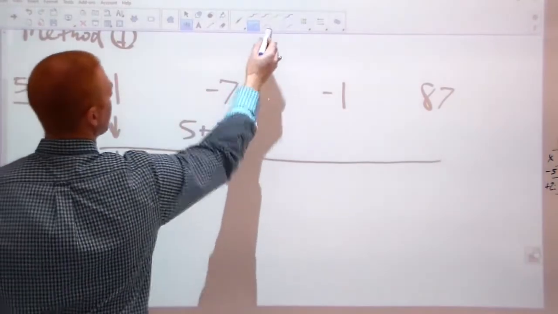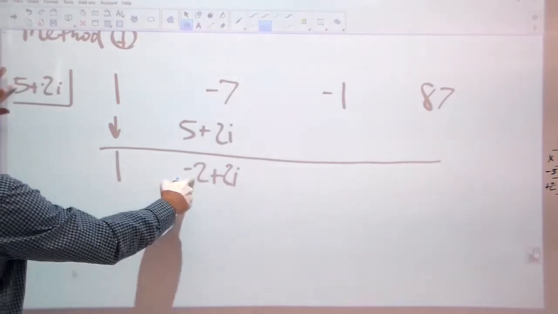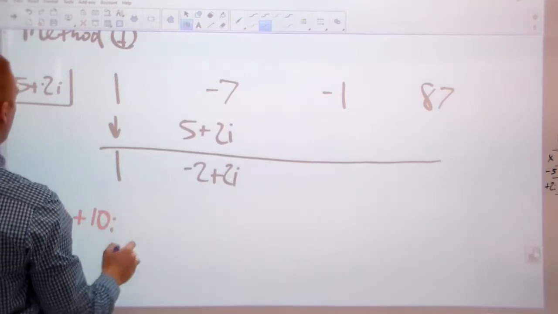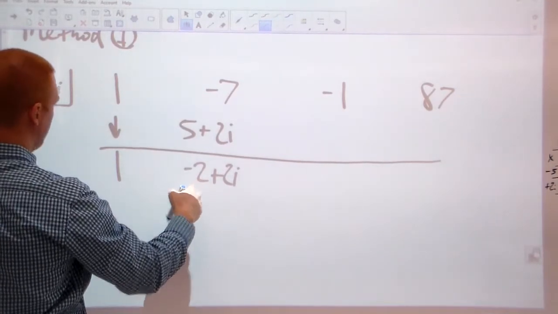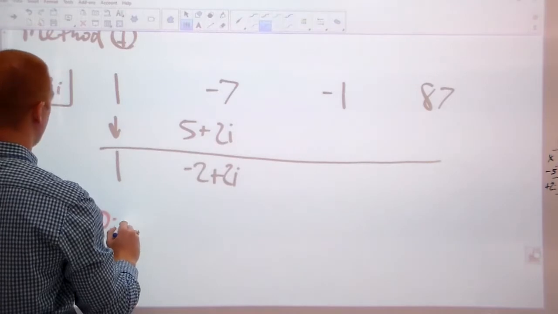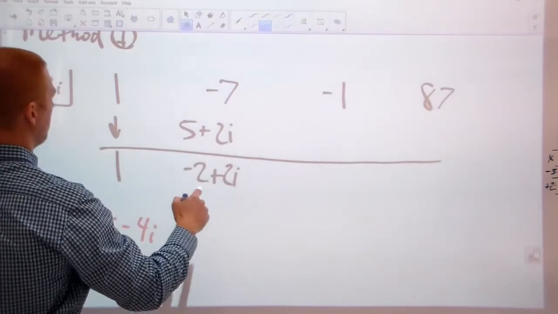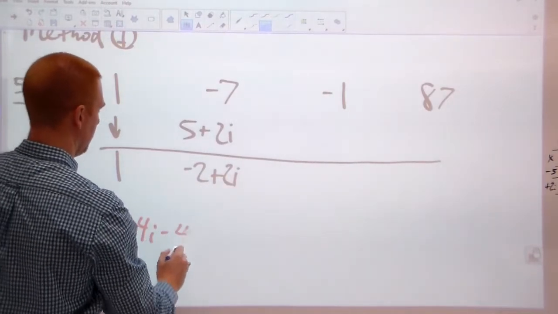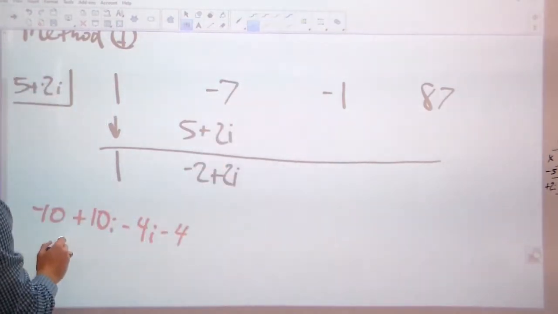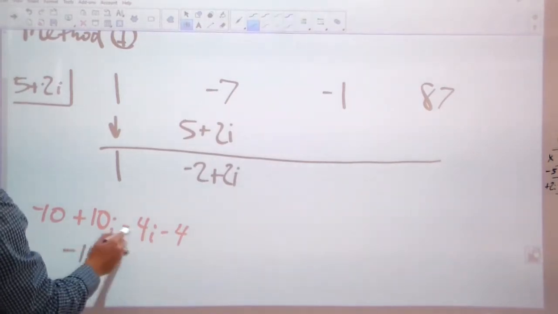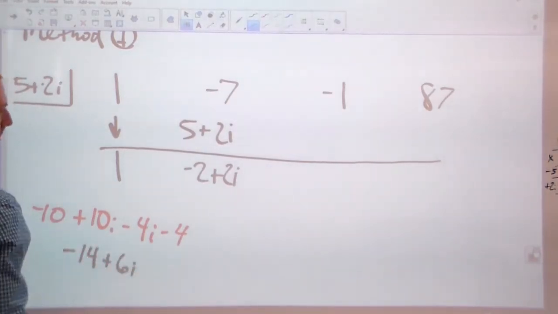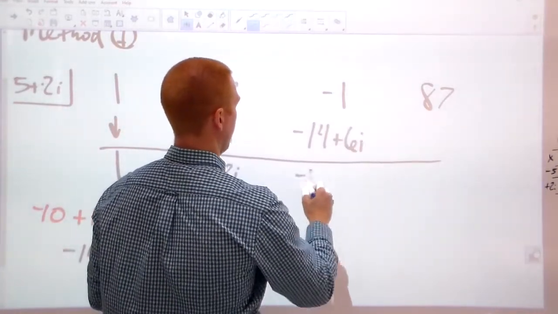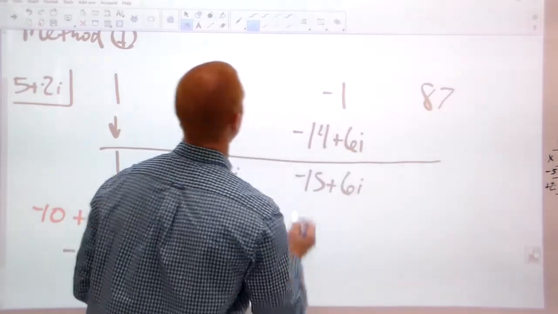So on my scratch work off to the side, we'll do -10 plus 10i minus 4i, got a little stray mark there, and plus 4i squared, which is really minus 4. All right, so -14 plus 6i is going to go next. So add those, you get -15 plus 6i.